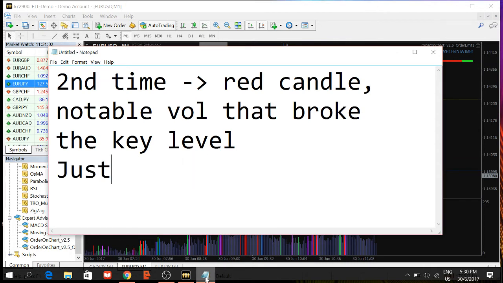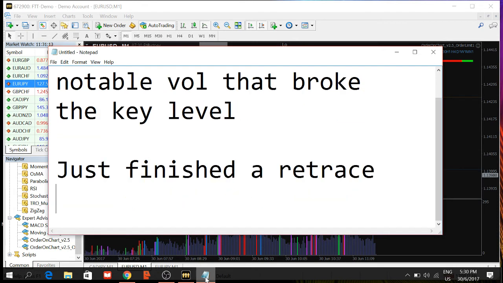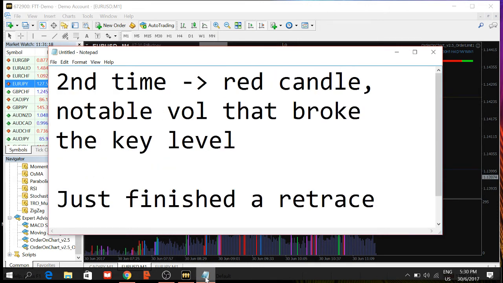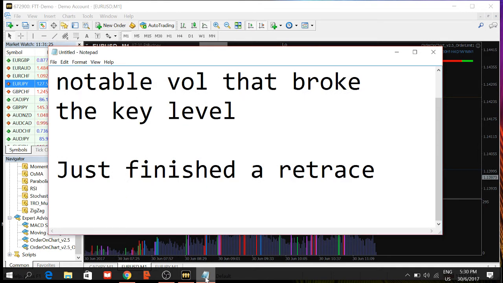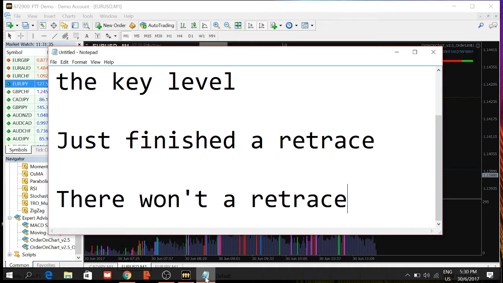So another thing, this is here, we just finished a retrace. And so, first of all, what happened is the second time a red candle with notable volume broke the key level, and another reason is it just finished a retrace. So when these things happen, you can assume there won't be a retrace.